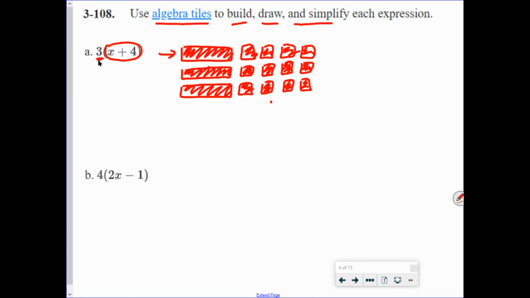Here's an x plus 4. Here's another x plus 4. Here's a third x plus 4. So in total, what do I have? I have 3x plus 12. 3x plus 12. Cool? All right.